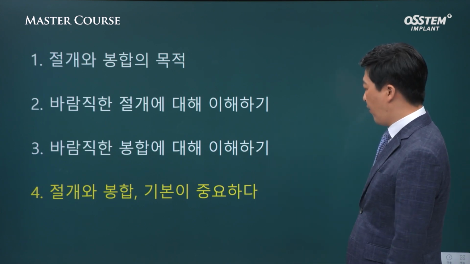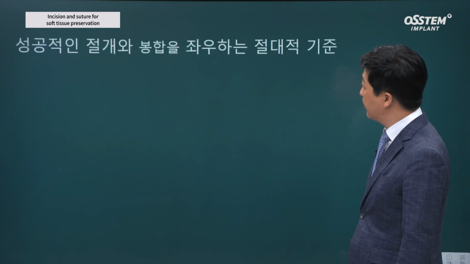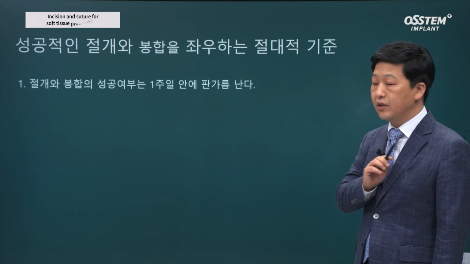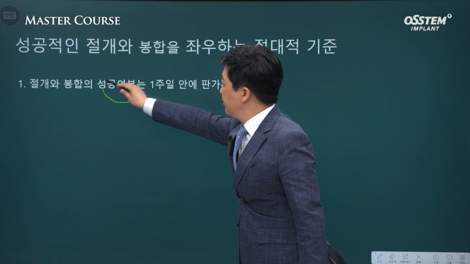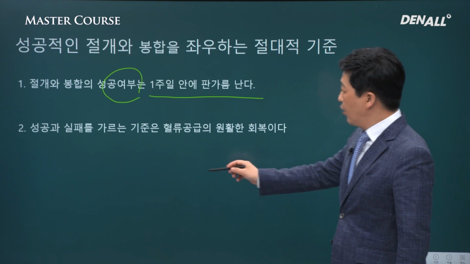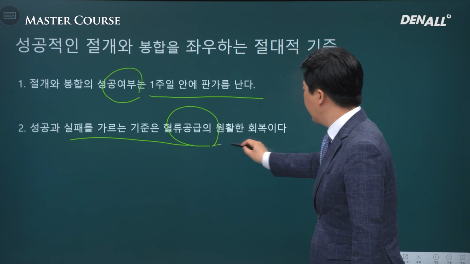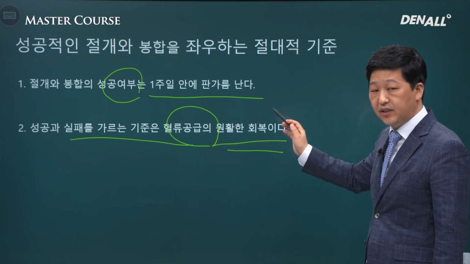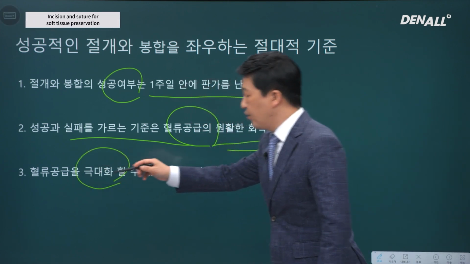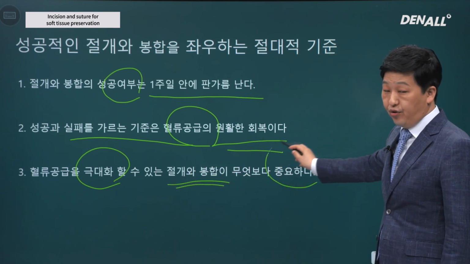Last but not least, I would like to end off today's lecture by saying the basics are important. What is the absolute criteria that determines successful incision and suture? First, whether or not the incision and suture is successful is determined within a week. What are the factors that determine success and failure? This is restoration of good blood supply. You need to make incision and suture so that blood supply can be maximized. This is more important than anything else.